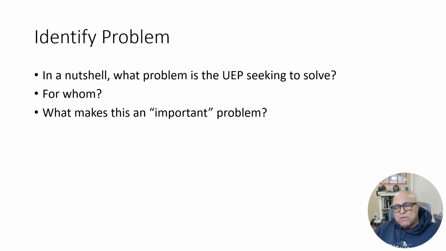Then you want to think about and document what problem the urban entrepreneur partner is seeking to solve. In the next session, you're going to be documenting the problem that the urban entrepreneur partner is solving in something that we call a problem statement. But what problem are they seeking to solve? Who are they solving it for? And what makes this an important problem?